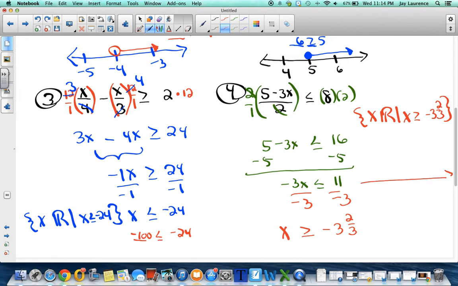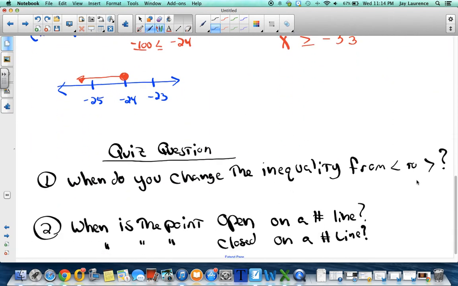Number line, well, I'm going to show negative 4, negative 3, then negative 3 and 2/3 would be up right about there. It will be a closed point. Why? Because it's equal to. See the equals? Less than or equal to. All right, now fill in the blank. Blank is greater than or equal to negative 3 and 2/3. Give me a number greater than that. How about 5? 5 is greater than negative 3 and 2/3. I'm going to shade in the direction of 5. And there you go.